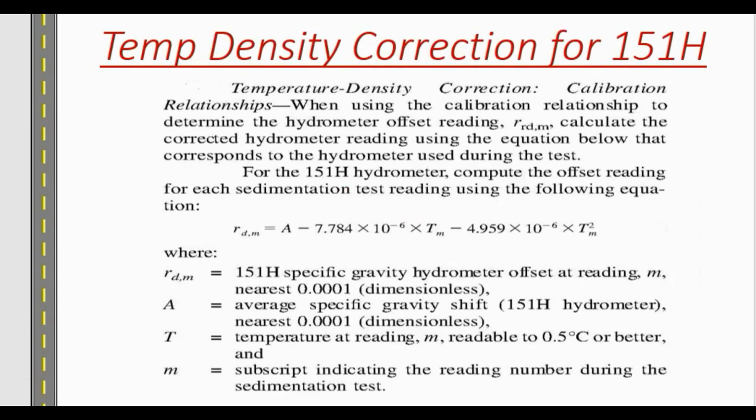This is the procedure. Now we will go to the calculations. Temperature density correction. As we discussed earlier, we have to take the hydrometer reading in the reference solution. That value of the hydrometer reading in the reference solution will be used to measure the value of constant A and constant B. There is constant A and constant B.